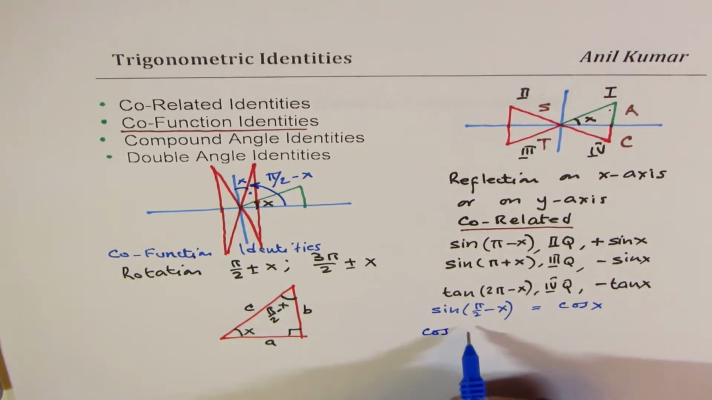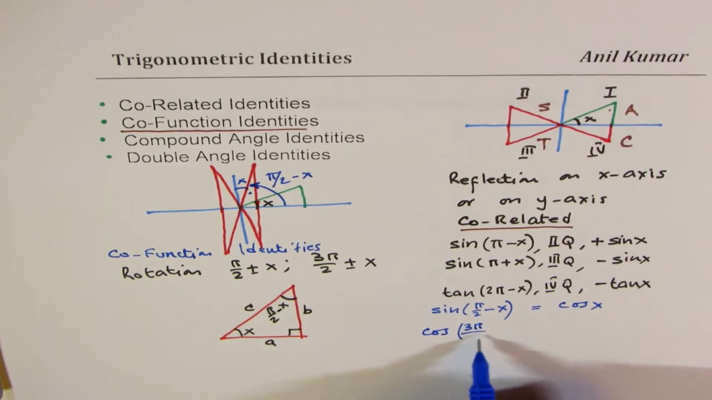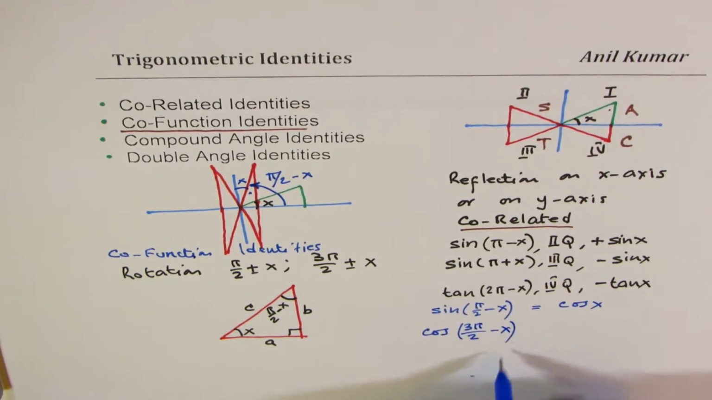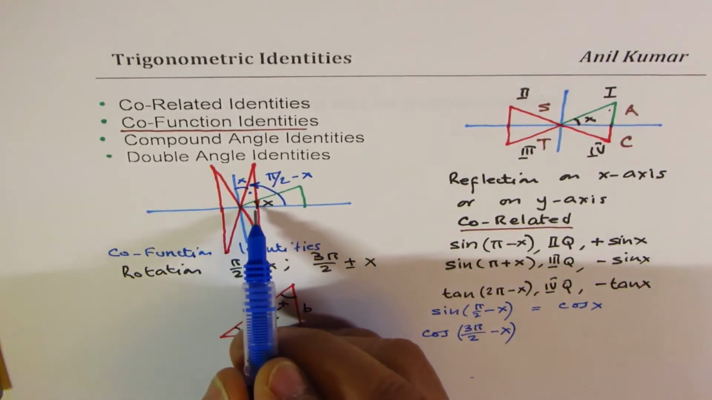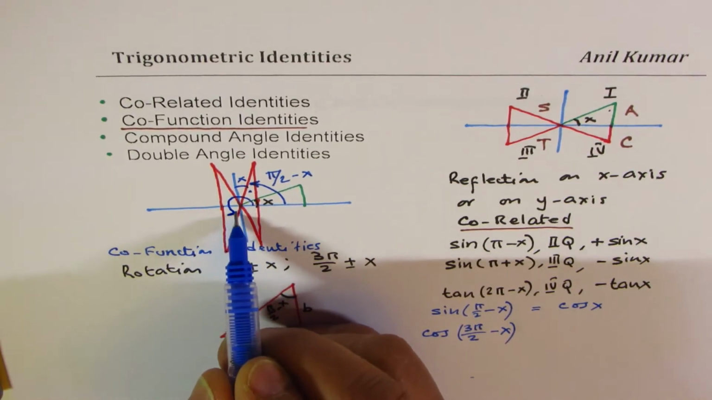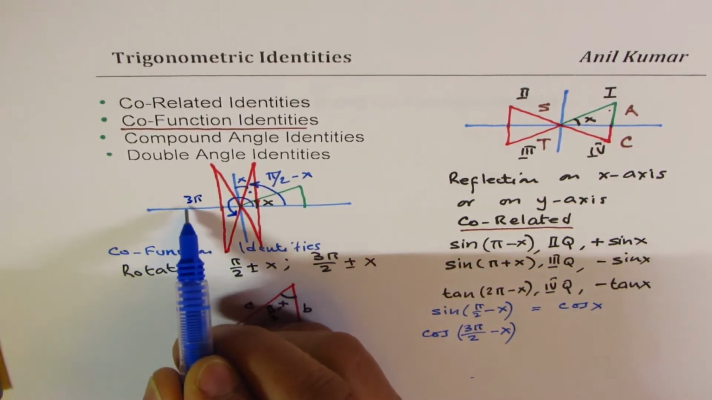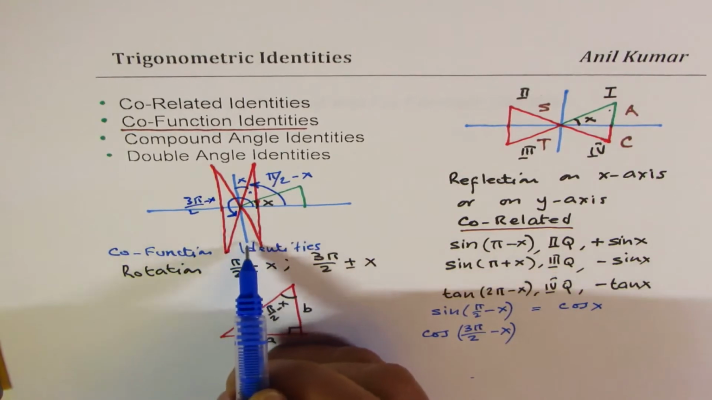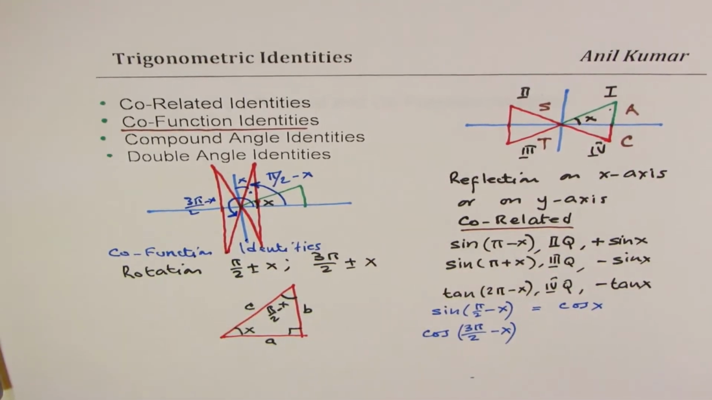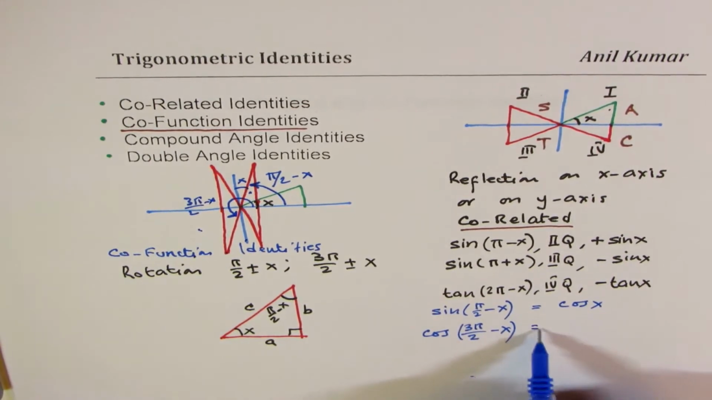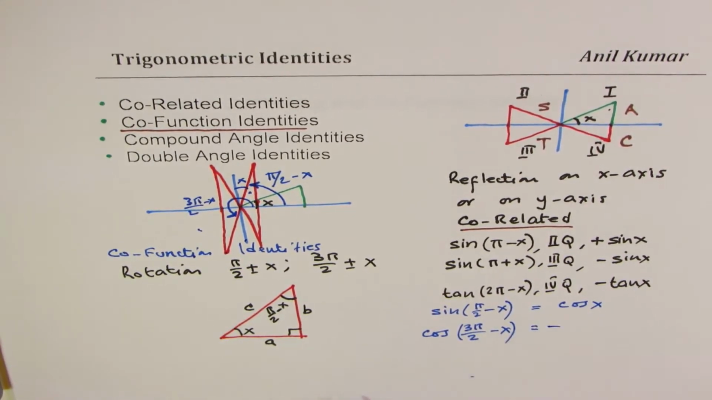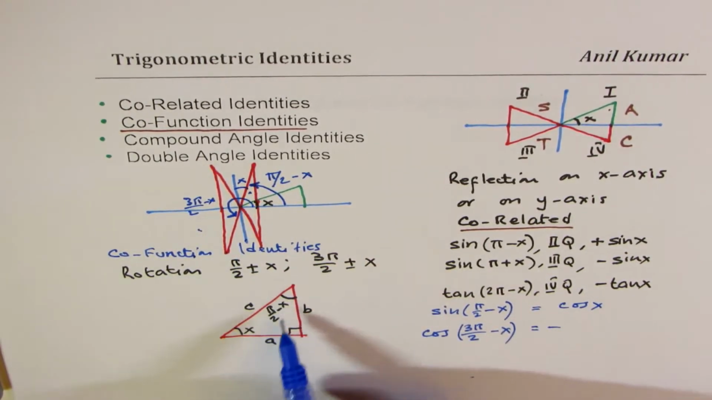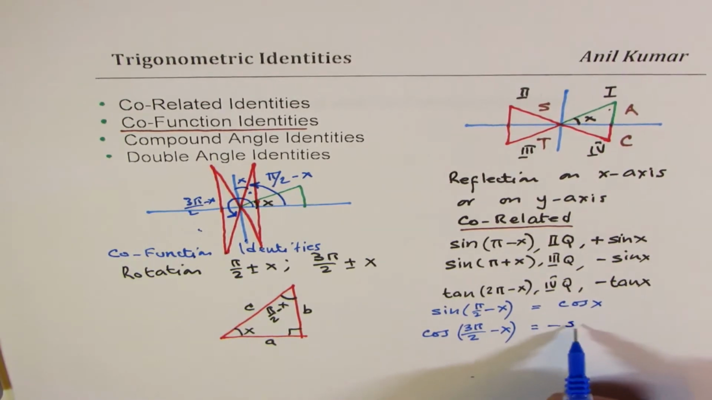If I write cos of 3 pi by 2 minus x, we're looking into this quadrant. That angle here is 3 pi by 2 minus x, correct? That is 3 pi by 2, right? So since you are in quadrant 3, cosine is negative, we have to write negative sine. And since the orientation has changed like this, you're looking from the other side. Cos becomes sine, so we get negative sine x.